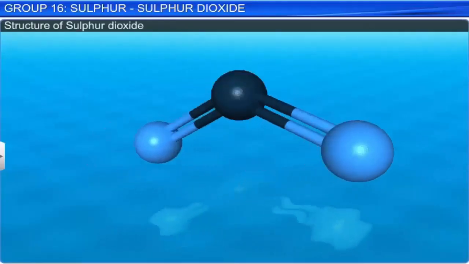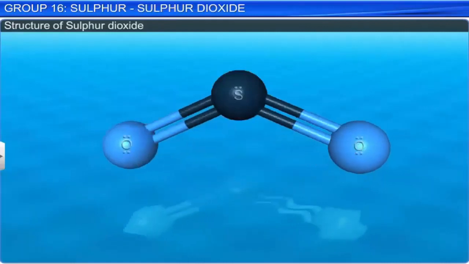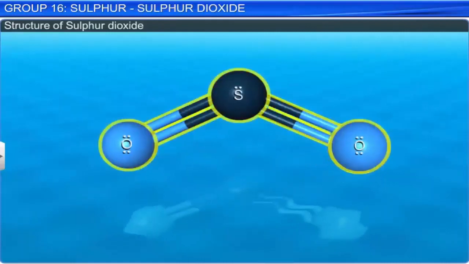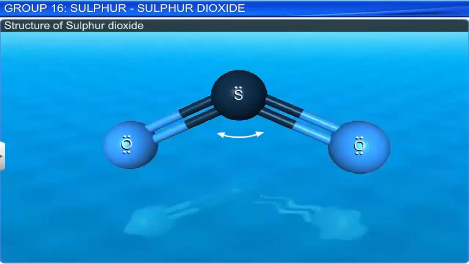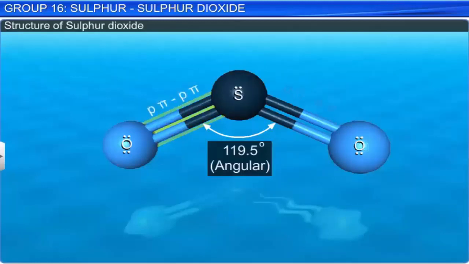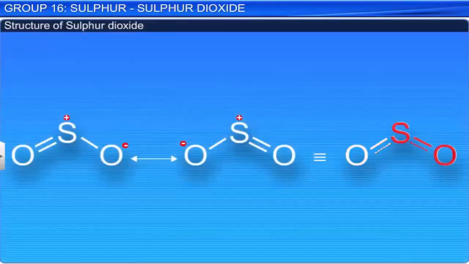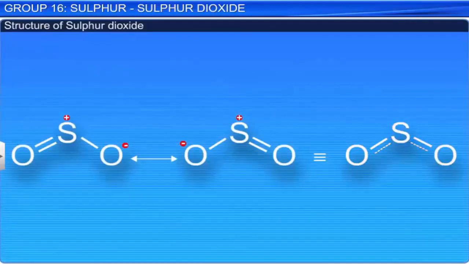The structure of sulfur dioxide is shown here. It is angular in shape with an OSO bond angle of 119.5 degrees. Note that although sulfur dioxide has two different types of pi bonds, that is, p-pi, p-pi and d-pi, p-pi, the two sulfur-oxygen bond lengths are equal. This indicates that sulfur dioxide is a resonance hybrid of two canonical forms as shown here.